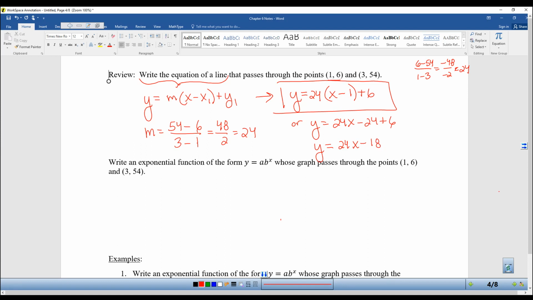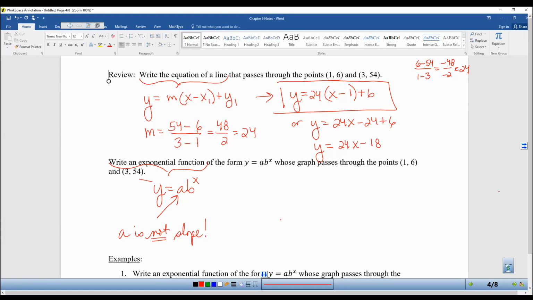So the same thing is going to happen here. As soon as it says write an exponential function, you need to be thinking y is equal to ab to the x. Now in this case, a is not slope. This is the biggest mistake that people make.